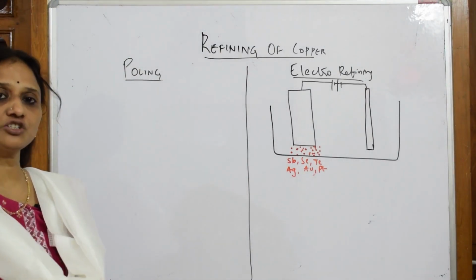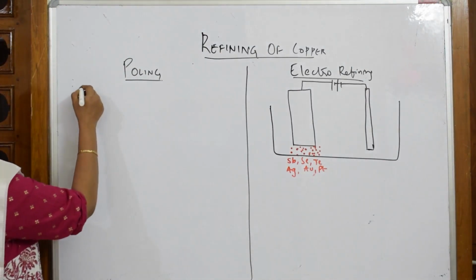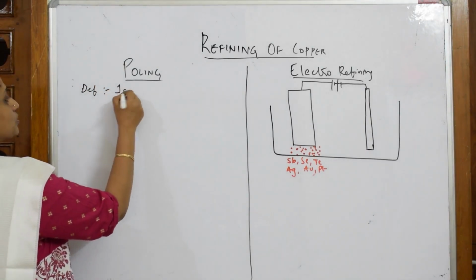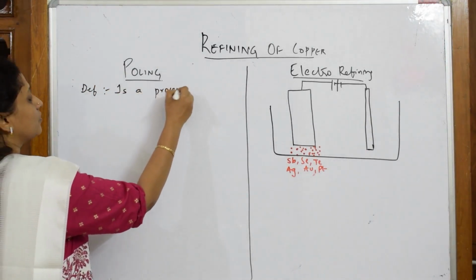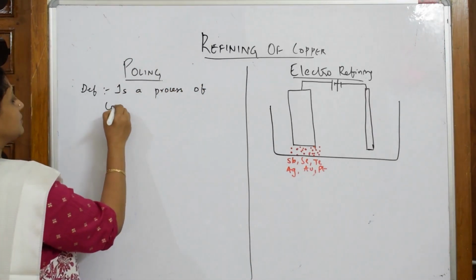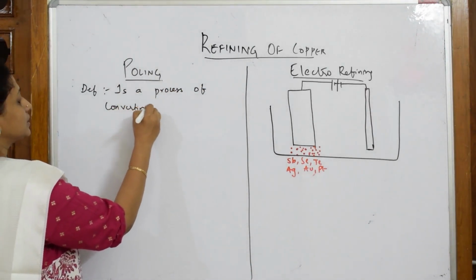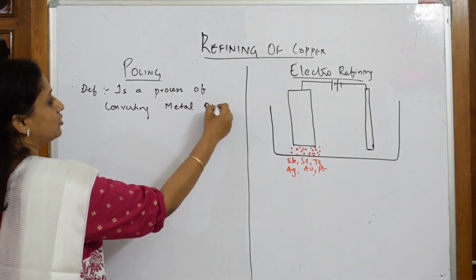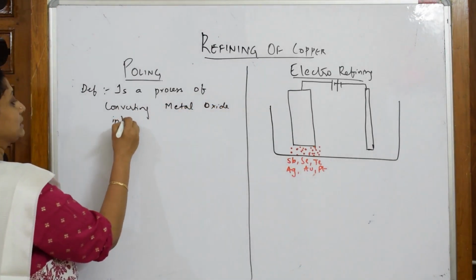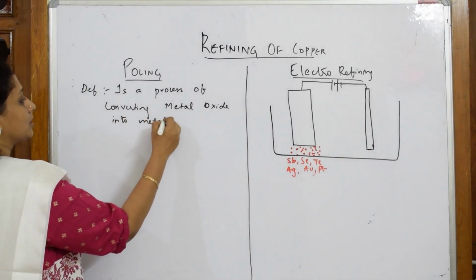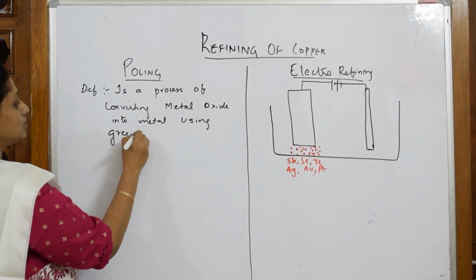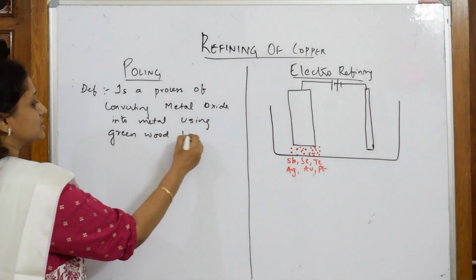Suppose the definition of poling is asked. If they ask you what is poling, just write the definition. Poling is a process of converting metal oxide into metal using green wood logs. Okay, what does it mean?